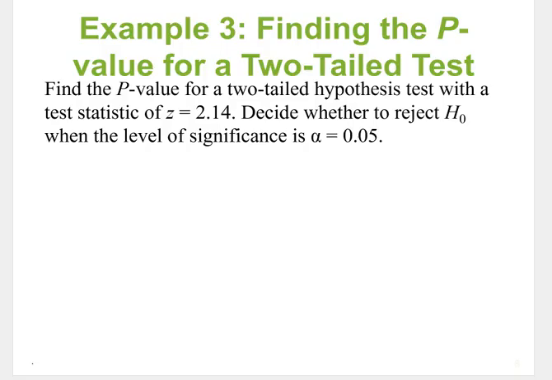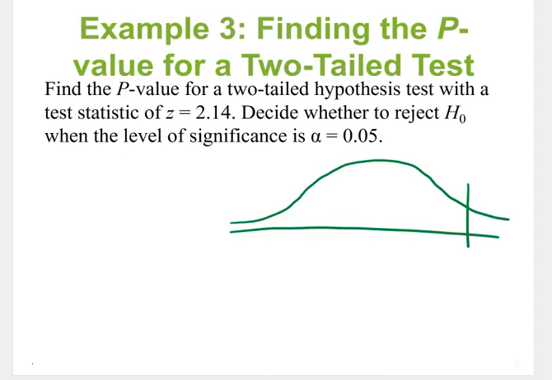Give this one a read and see if you can figure it out. All right, let's see how you did. This one is a two-tail, so I would draw my picture with two tails. This time my p-value is spread over both of those, and it tells me that the test statistic is 2.14. And if this is 2.14, then the test statistic over here will be negative 2.14, because remember, everything is symmetrical.